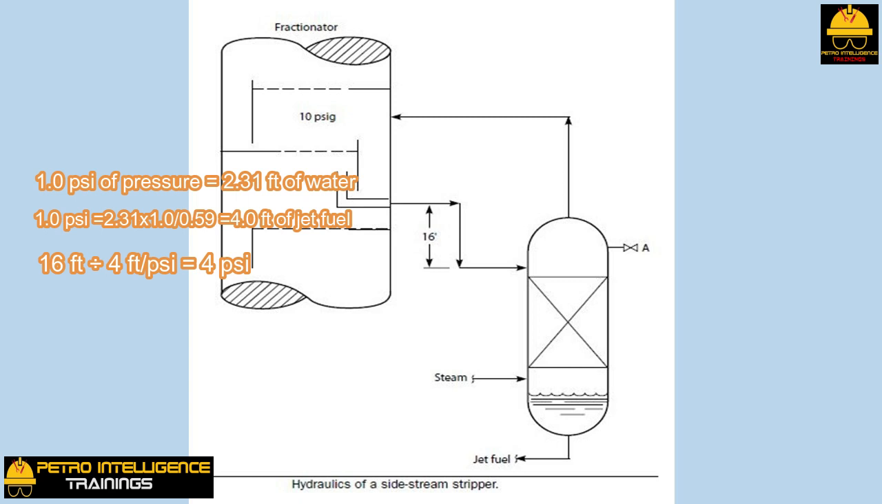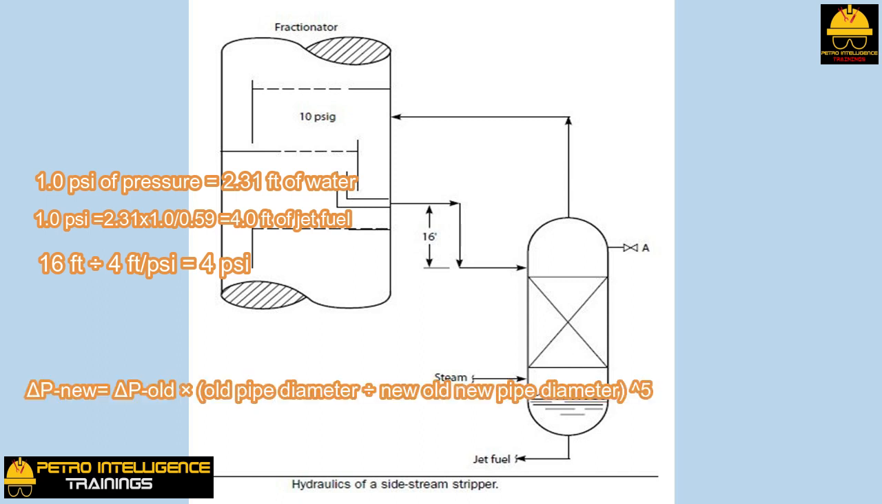To correct this problem, he designed a larger diameter vapor line connecting the stripper to the fractionator. Pressure drop through piping varies as follows. Delta P new equals delta P old times the old pipe diameter divided by the new pipe diameter, raised to the power of 5. Changing the vapor line from a 3-inch pipe to a 4-inch pipe reduced the line's pressure drop from 3 to 0.7 psi. This permitted the stripping steam flow to be increased to the stripper, without impeding the jet fuel flow from the fractionator. The higher stripping steam flow efficiently removed the contaminant naphtha from the jet fuel product.